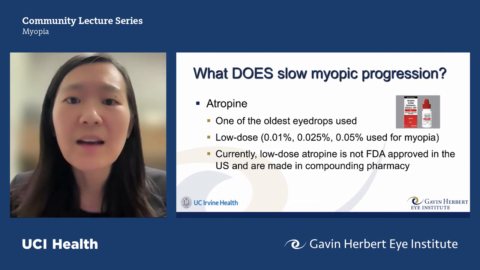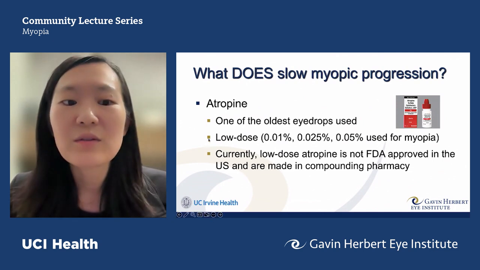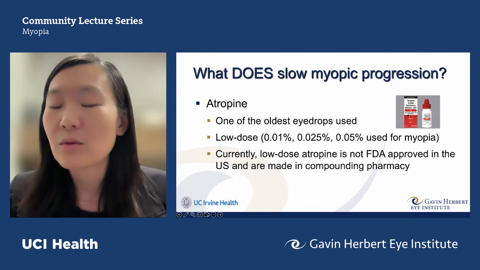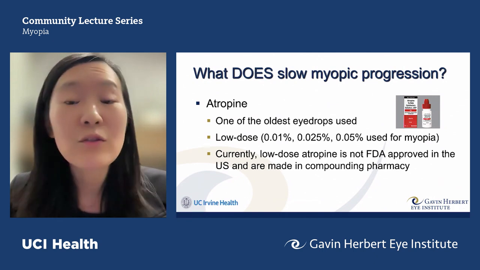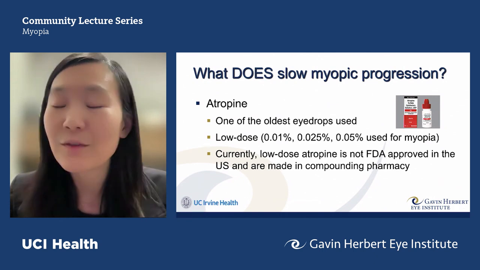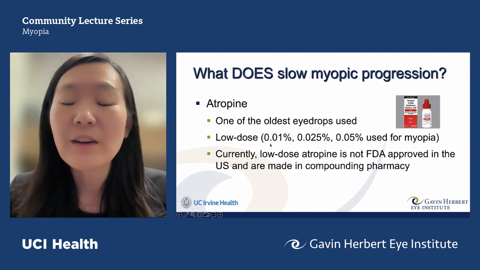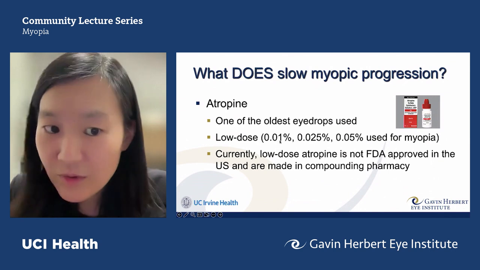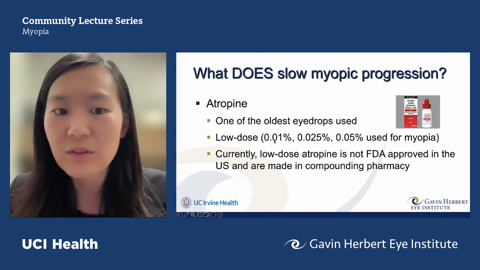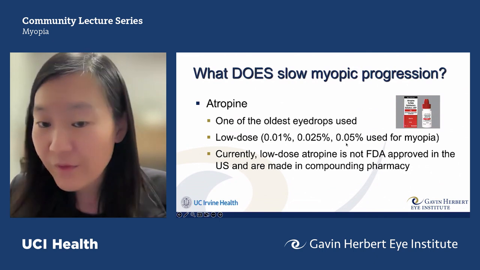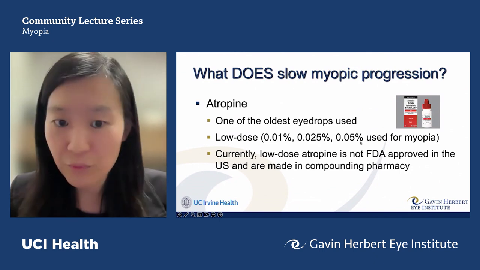On top of that, for myopic progression, we use something called low dose atropine. So 1% atropine, which is the picture that you see on the right here, is the dose that I've been using for kids with lazy eyes for a very long time. But for myopic progression, we actually use a very low dose: one one hundredth of 1%, so 0.01%, 0.025%, and 0.05% for myopic control.